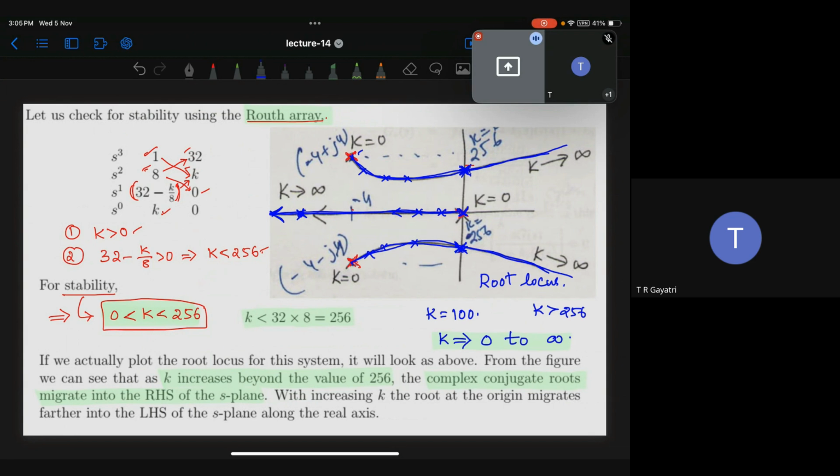Usually in practical cases, the gains will be positive. So in the application case, we mostly discuss k varying from 0 to infinity, but we cannot avoid the negative values case also. But still, we will get some problems from k equal to 0 to minus infinity also. Okay, so this is the main essence of the root locus.